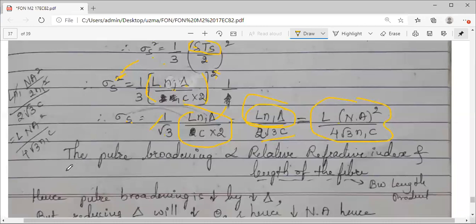Finally, I have to do some conclusion. Still some analysis is remaining. If you observe, sigma S depends on various terms: L, N1, delta, c. Many terms are involved here.